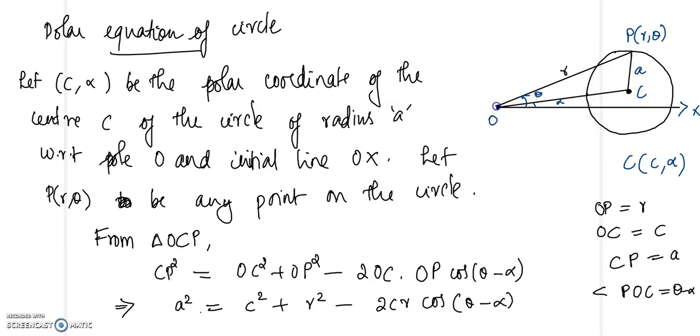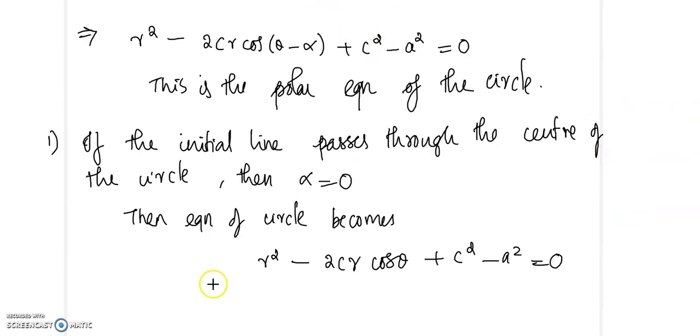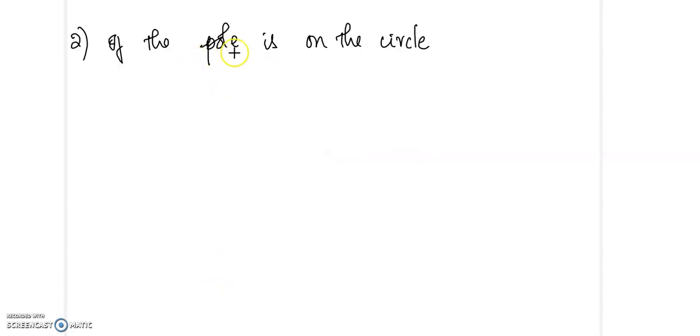Now when O lies on the circle, the distance between O and C will be equal to a. So here OC is the distance between C and the circle, which is the value c. Now if O lies on the circle, the distance between any point on the circle and the center must be equal to a. So in this case, c will be equal to a. So let us see what happens to the equation of the circle. If the pole is on the circle, then we have c equal to a.